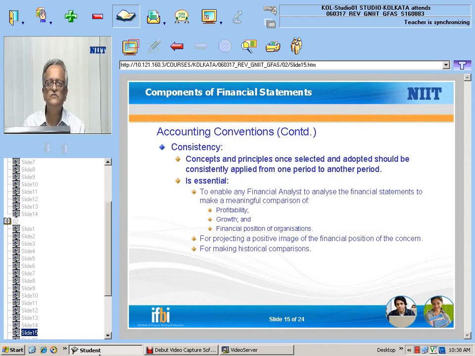Consistency. Concepts and principles, once selected and adopted, should be consistently applied from one accounting period to the next. It is essential to enable any financial analyst to analyze the financial statements to make a meaningful comparison of profitability, growth, financial position of the organization. Next, for projecting a positive image of the financial position of the concern and make historical comparison.